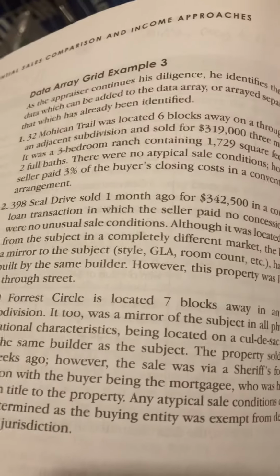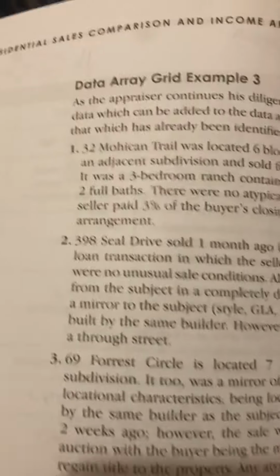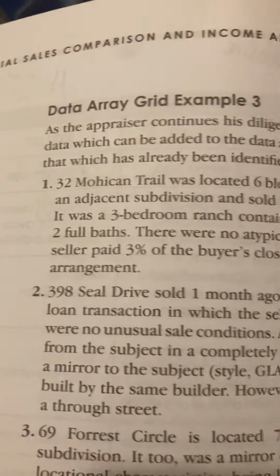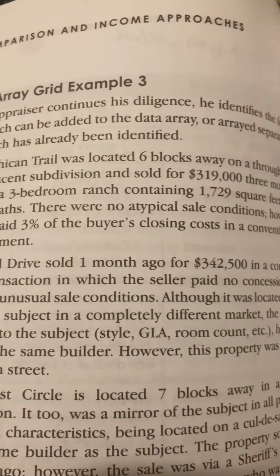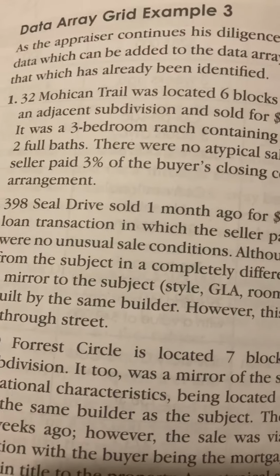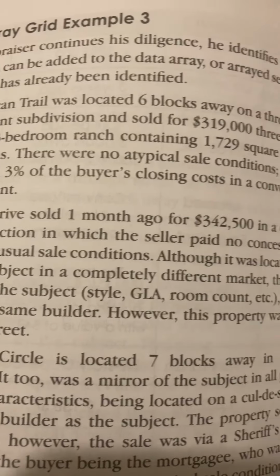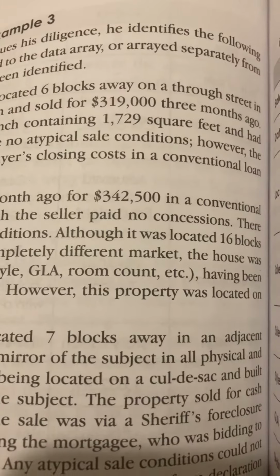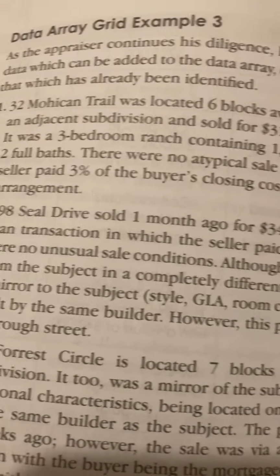Residential sales comparison and income approaches, page 52. Data array grid, example 3. As an appraiser continues his diligence, he identifies the following data which can be added to the data array or arrayed separately from that which has already been identified.